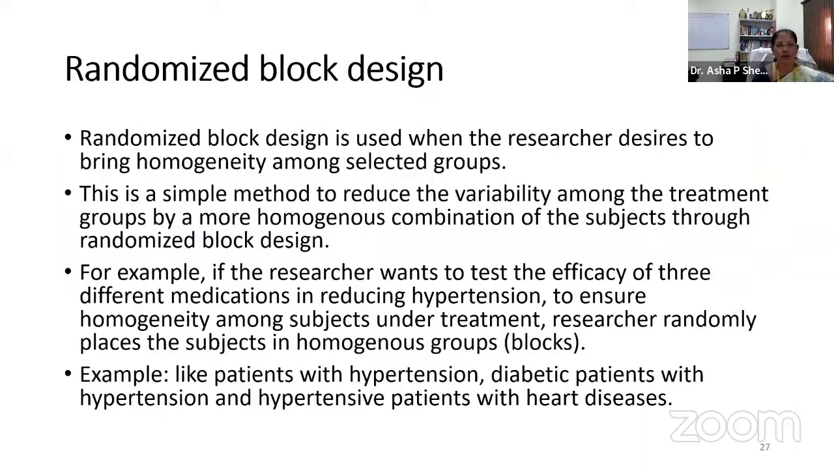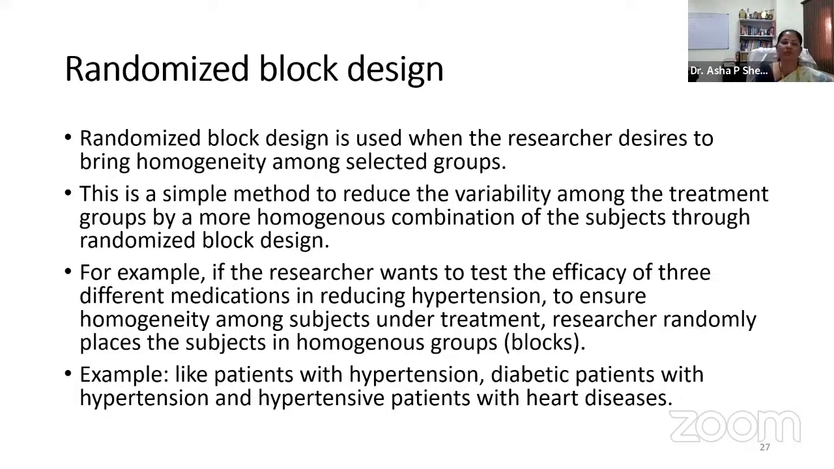Next, we move on to randomized block design. The randomized block design is used when the researcher desires to bring homogeneity among the selected groups. This is a simple method to reduce the variability among the treatment groups by a more homogeneous combination of subjects through the randomized block design. So this is somewhat similar to factorial design, whereas there is blocking of one variable.